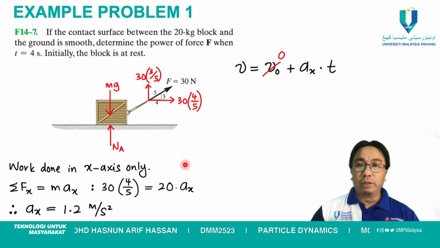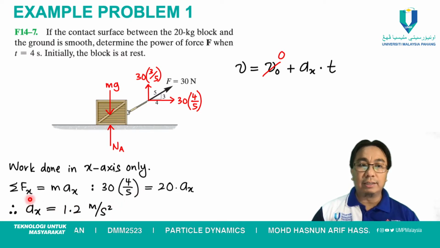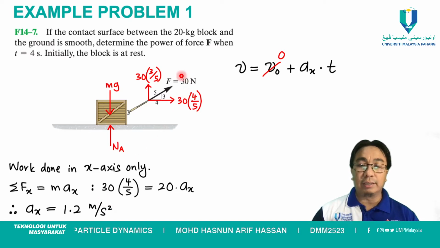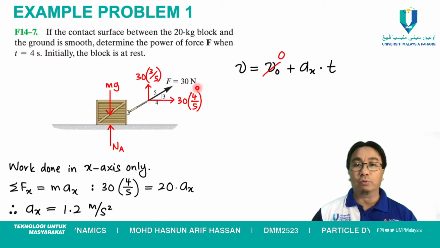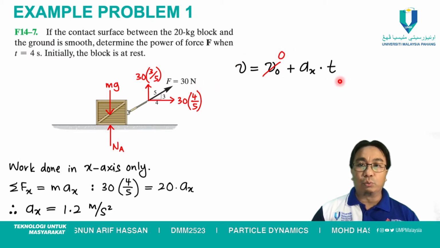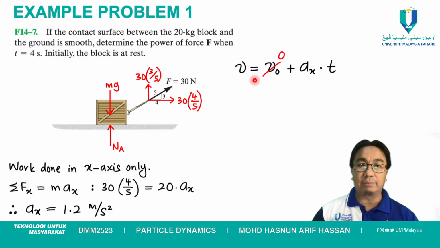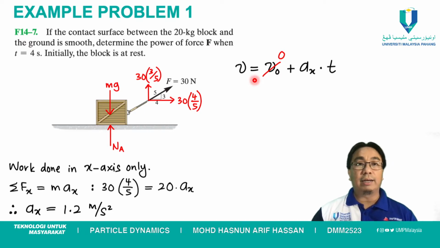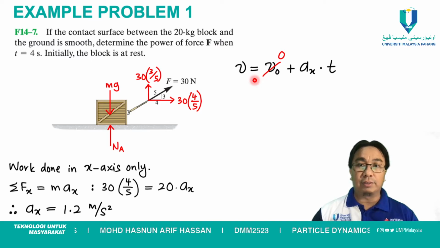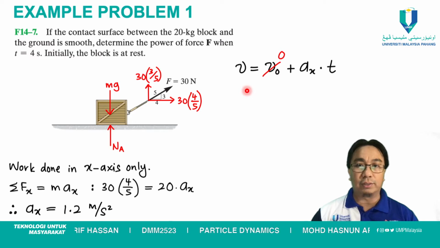Then we know that this acceleration here is constant because the force here is constant, therefore the box will move at a constant acceleration. So we can use the equation for constant acceleration to find the velocity in this case, because remember, we want to calculate the power. The power is equal to the force times the velocity.